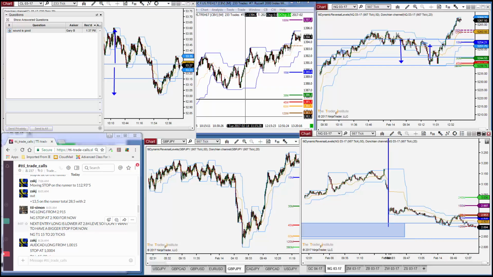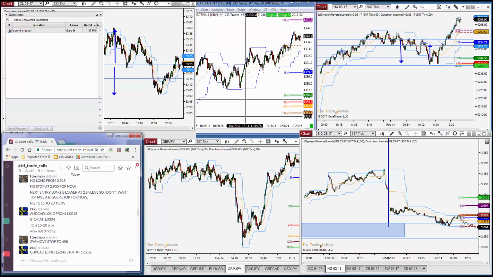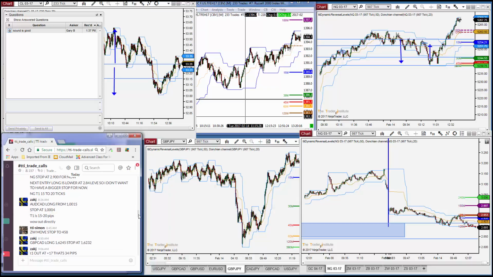After that, I said I'll keep my stop loss small because my next level of entry is 2.84, which is the lower line here. So I'm not going to risk a bigger stop. I'll wait for the market to come back, and I'm expecting NatGas to go much higher. The same methodology I use is also used by Zach, who was a student first and now is helping us with the calls. Very good results from Zach with this.